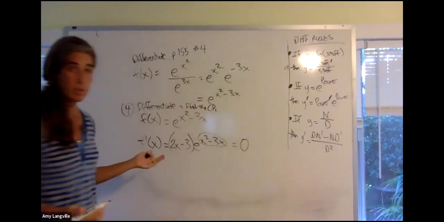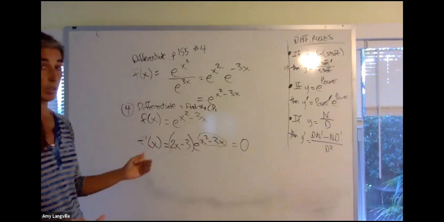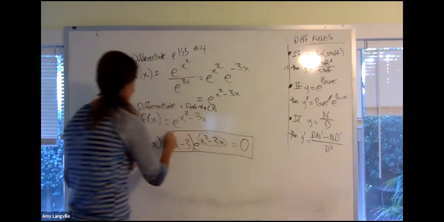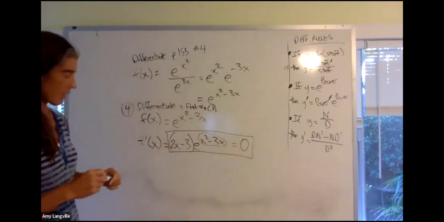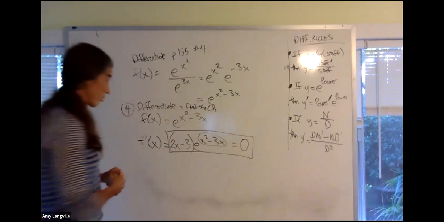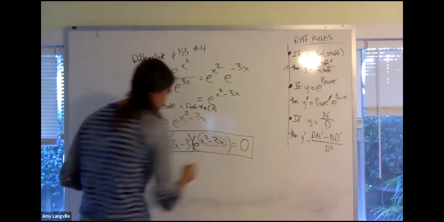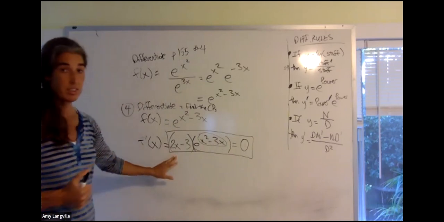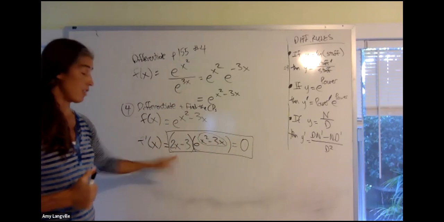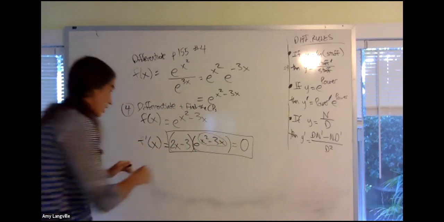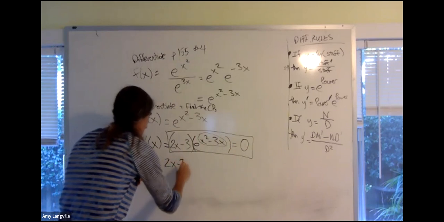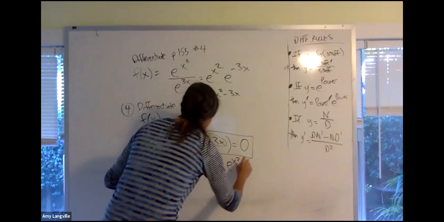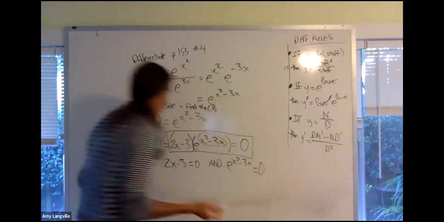So definition of a CP is when your derivative is 0. We've already done the hard work of taking the derivative, and now we're trying to solve the equation in the box. And actually that looks pretty messy, but it's not so bad because it's already factored for us. There's really like 2 things being multiplied, right? That's helpful. And one of those things is a linear. So the whole point of factoring is you can set each factor to 0. So 2x minus 3 equals 0, and e to the x squared minus 3x equals 0. So I have 2 equations to solve.